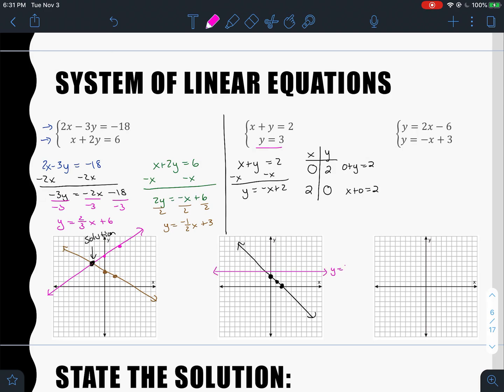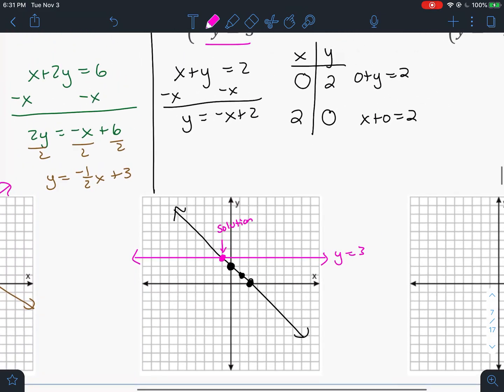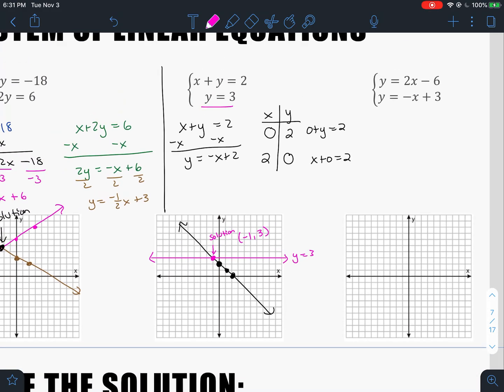So this is going to be the equation of the line y equals 3. And so remember, the one place that we're interested in is the point that they have in common. So that's going to be their solution. So it looks like that's going to be the point negative 1, positive 3. We're going to learn how to tell whether or not that is accurate in a minute, but that looks to be what the solution would be.